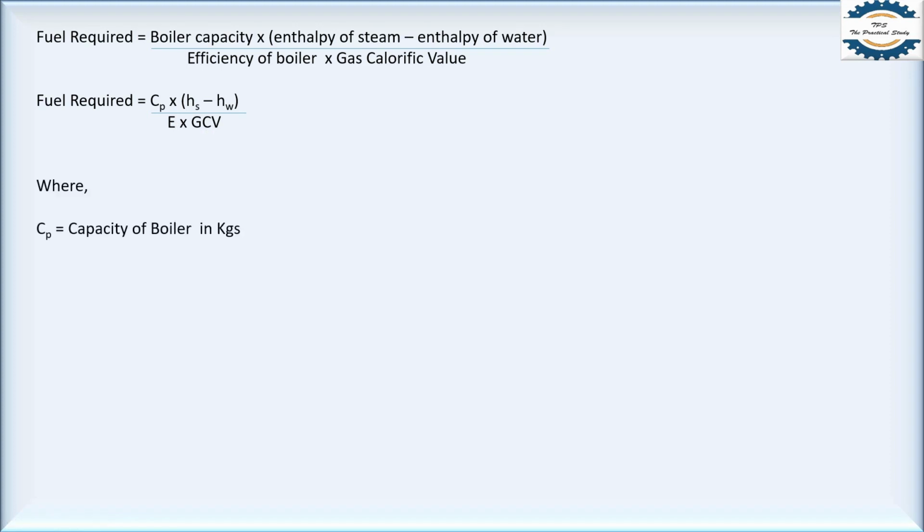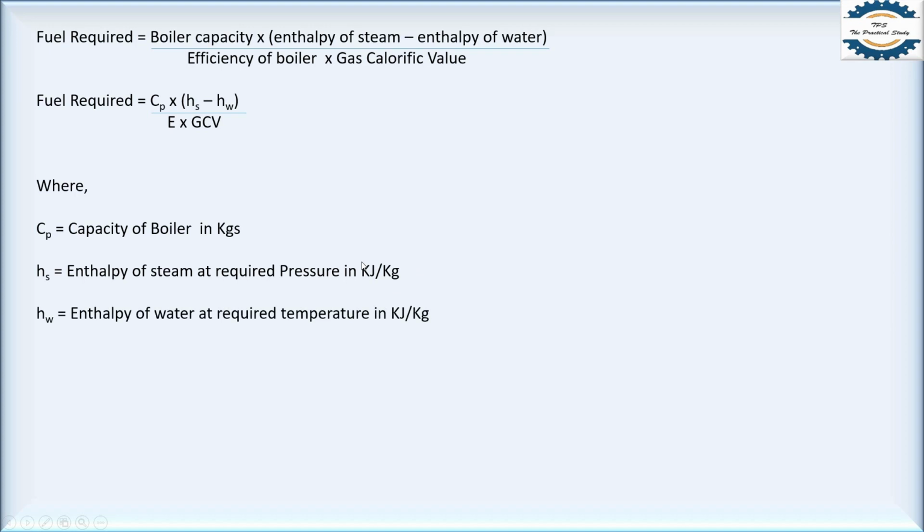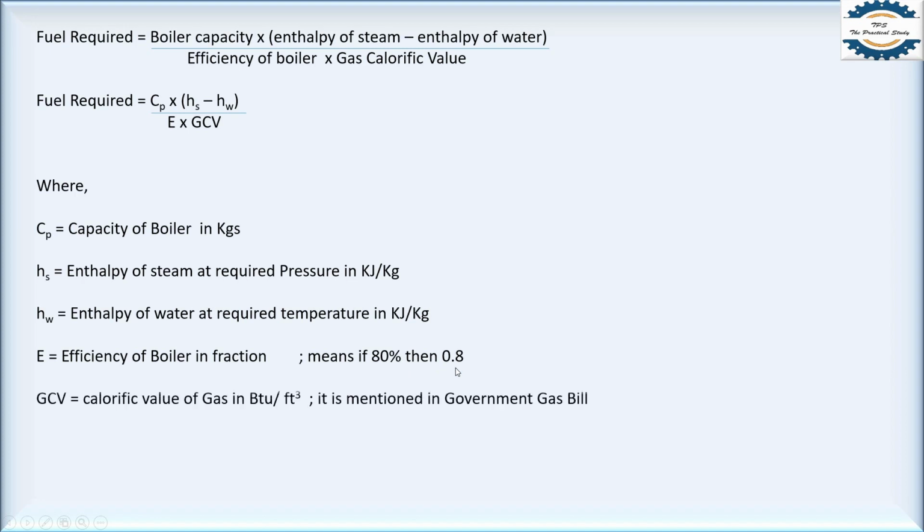Cp is the capacity of boiler and its unit should be in kg. Hs is the enthalpy of steam at required pressure and its unit should be kilojoule per kg. Hw is the enthalpy of water at required temperature and its unit should also be kilojoule per kg. Efficiency is the efficiency of boiler in fraction. What is meant by fraction? If boiler efficiency is 80%, then we will write 0.8.